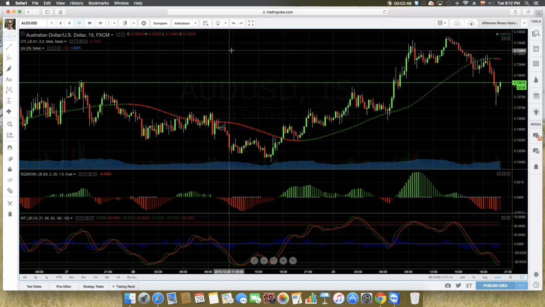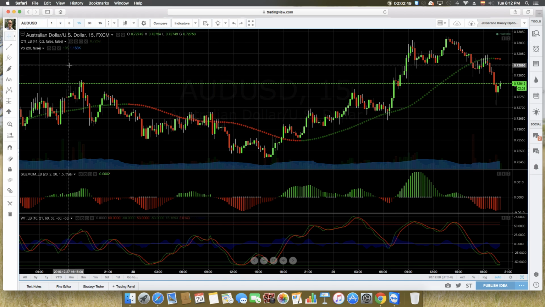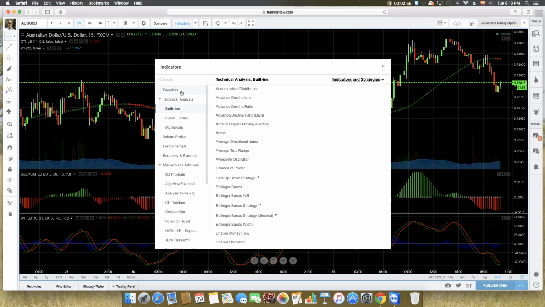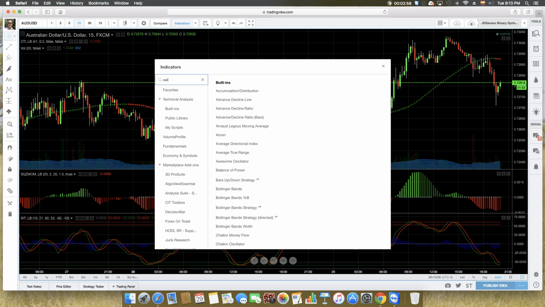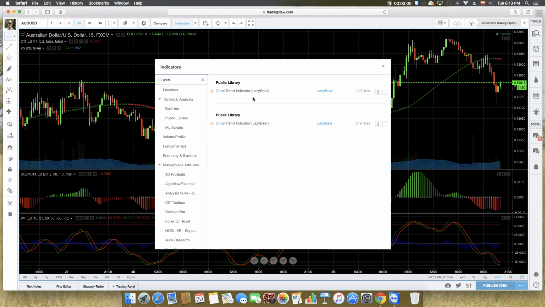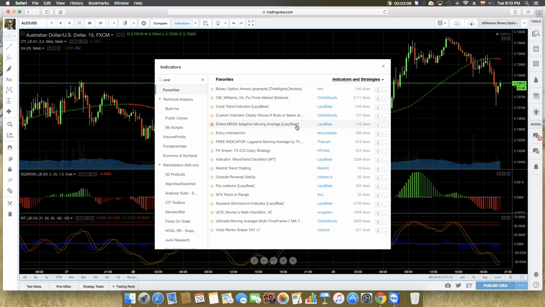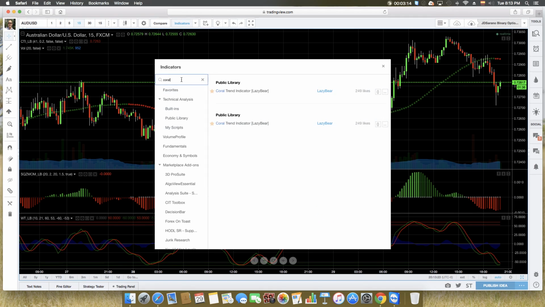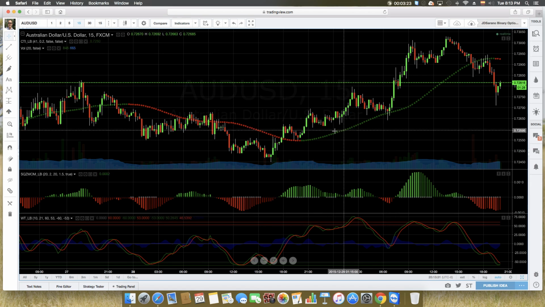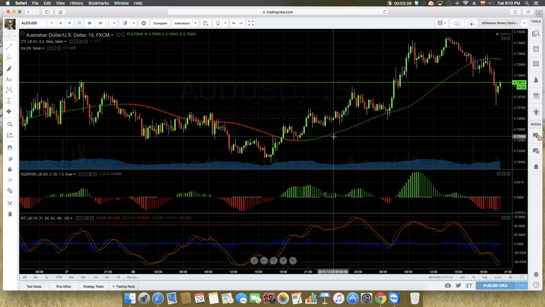Well, first of all, what about the indicators? The indicators I'm using: first is the Coral Trend filter. If you go here and click, you can find this by typing Coral. It's the Coral Trend indicator by Lazy Bear, which I have here as a favorite. You just type Coral and you will find it. This is this indicator here, which you see with the red dots and green dots.